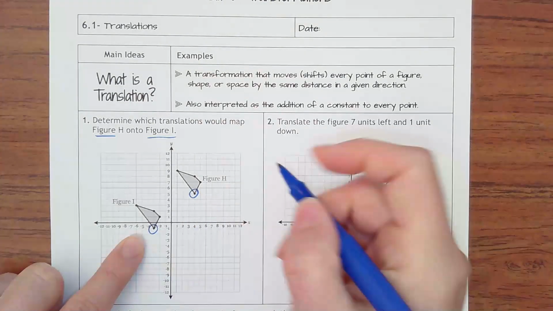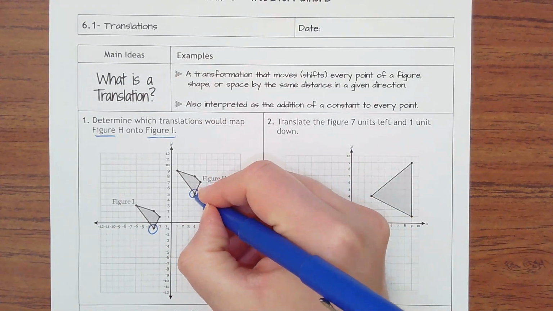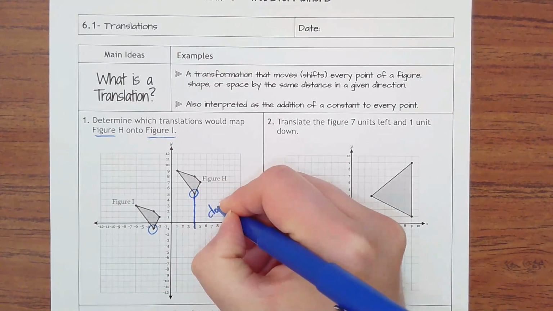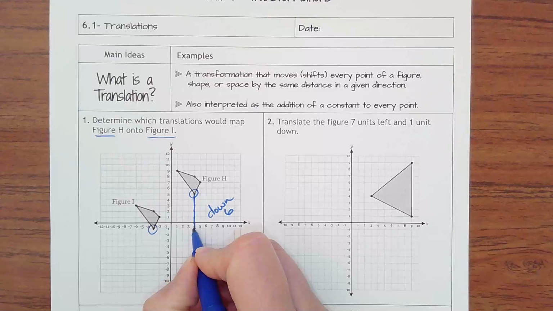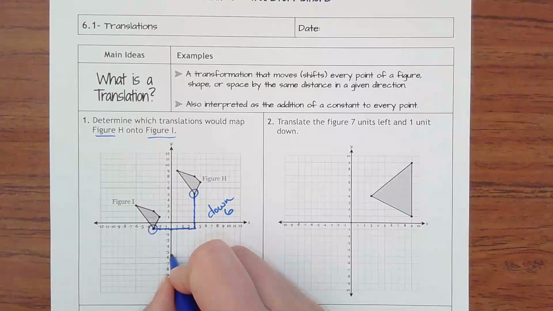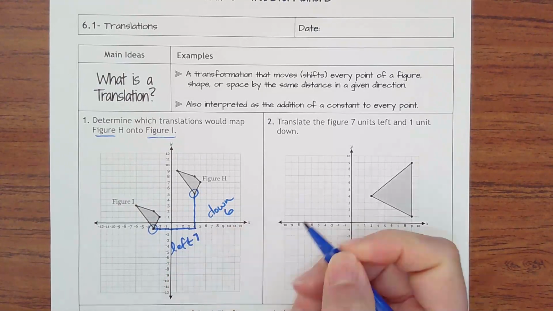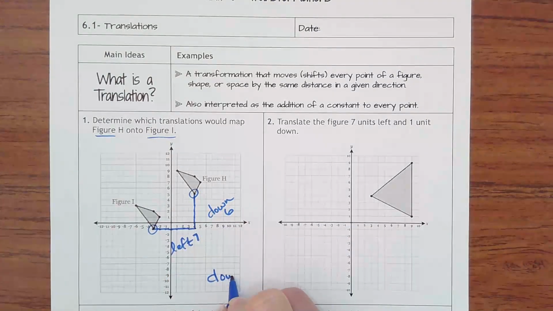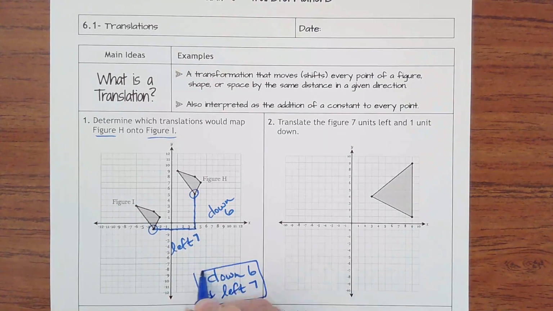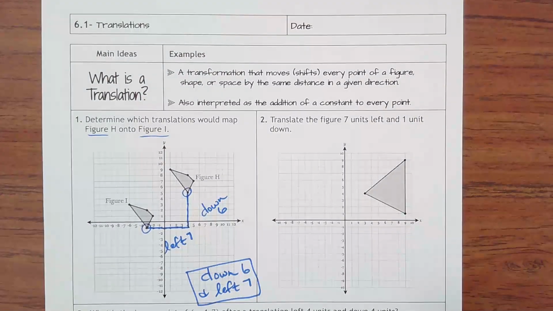Those correspond. And since I'm going H to I, I'm going to go down 1, 2, 3, 4, 5, 6. And then I'm going to go left 1, 2, 3, 4, 5, 6, 7. And so my translation, my transformation went down 6 and left 7. Pretty simple.